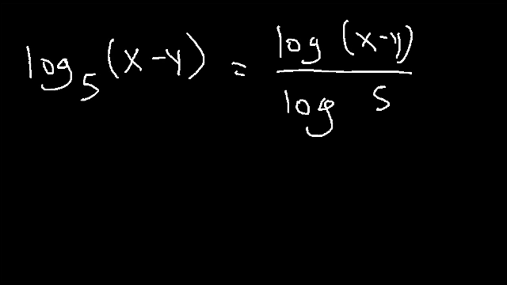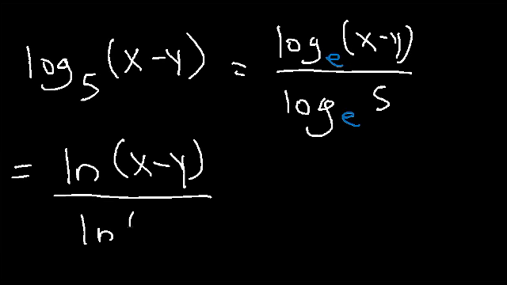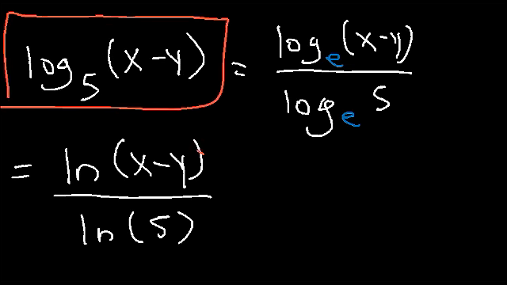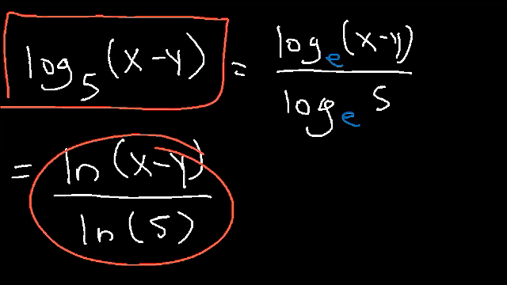Natural logs and logs are the same thing, but simply natural logs have the base e. Logs could have any base: 5, 7, 20, 10, it could be anything. But using the change of base formula, we can make this 7 if we want, we can make it 4, we can make it 3, we can make it r, but we're going to choose to make it e. Log base e is natural log, so this is equivalent to natural log of x minus y over natural log of 5. So that's how you can convert a log into a natural log using the change of base formula.